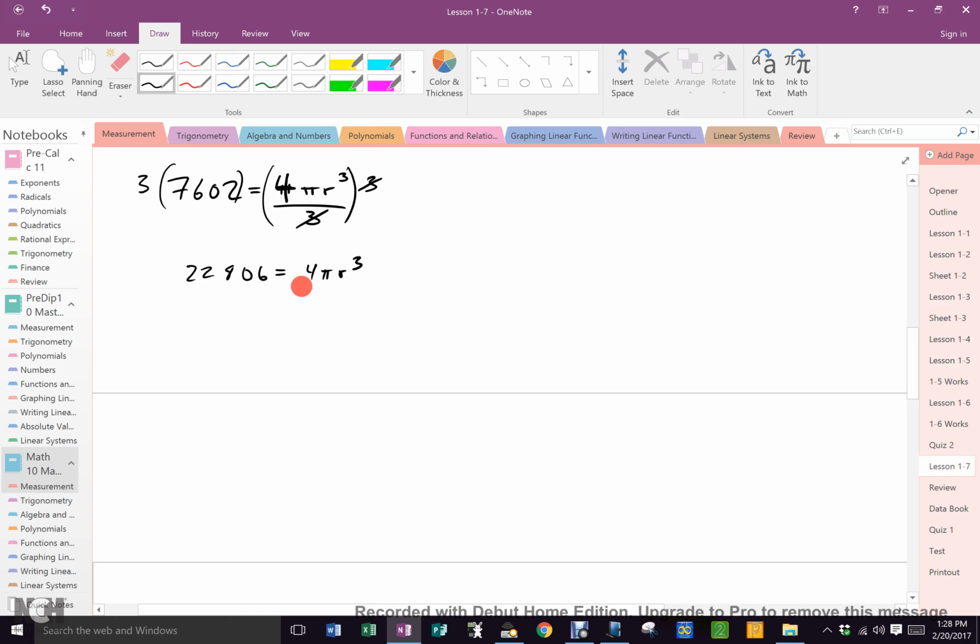What if I do this for you guys? What if I divide by 4, cancel, cancel, and divide by 4? Is everyone okay with that? So then I would go 22,806 divided by 4. I would get 5,701.5 equals pi r cubed. Now what? Now I'm going to divide by pi to get the r by itself. The answer's already on my calculator, so I'm going to push divided by pi. 1,814.84. Is everyone okay to there? What part?